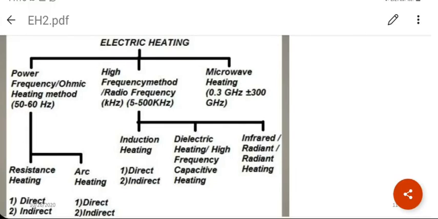Microwave oven or microwave heating can also be called high frequency heating, although the technique is very different here. Infrared is very, very high frequency, just below optical frequencies, but they are becoming popular nowadays. And power frequency is 50 hertz or 60 hertz, which we have seen several times, can be either resistance heating or arc heating.